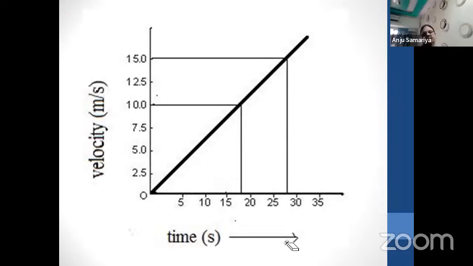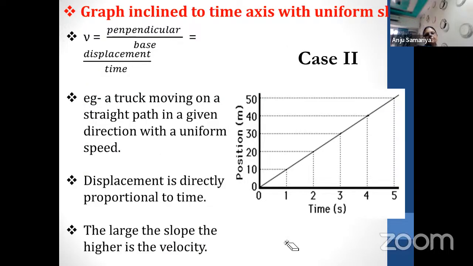This is another graph. This is the velocity time graph. From the displacement time graph, we will get the slope, and then we can get a velocity time graph.